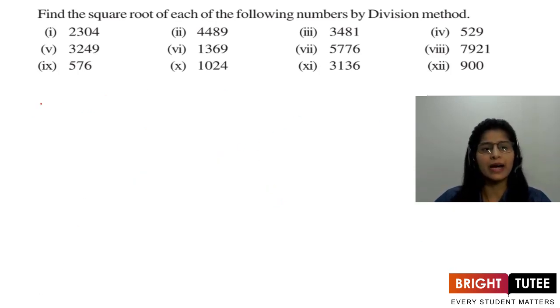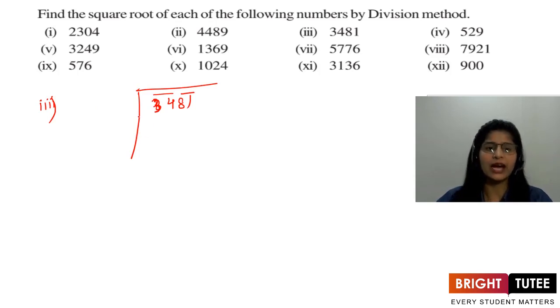In the third part, we are asked about 3481. This will be one pair, this will be another pair. Let's start with it. We can't go with 6 6s, 36. 34 is less than 36. So we'll try with 5. 5 5s are 25.